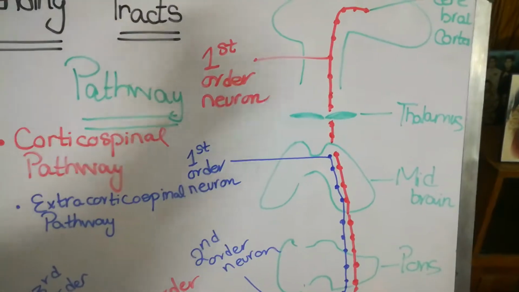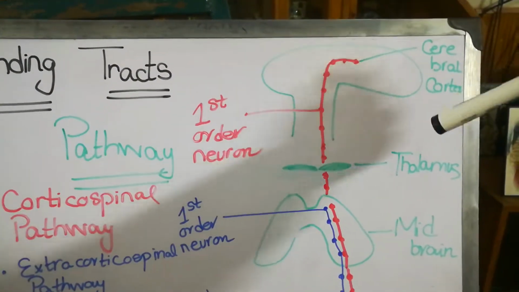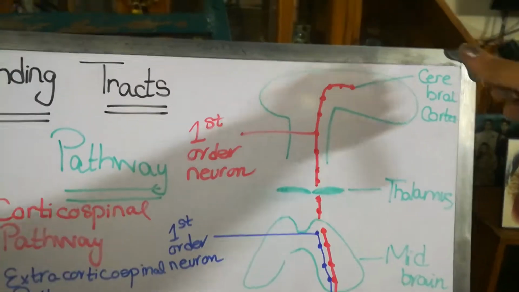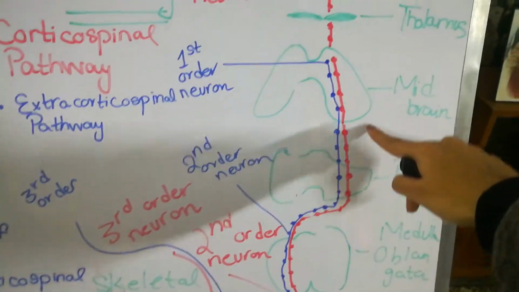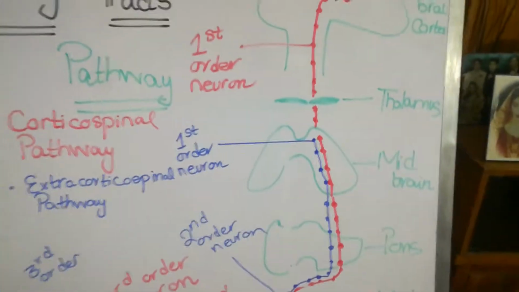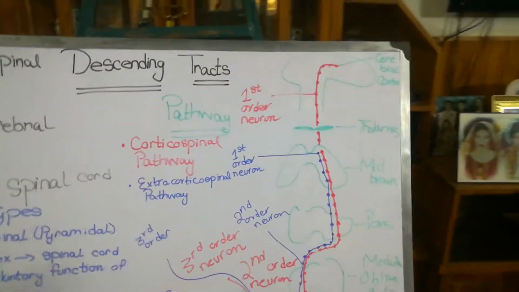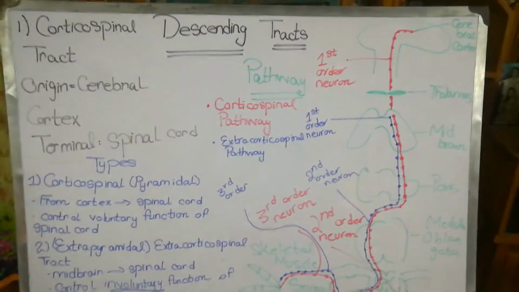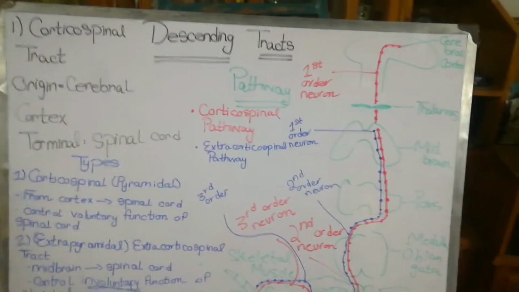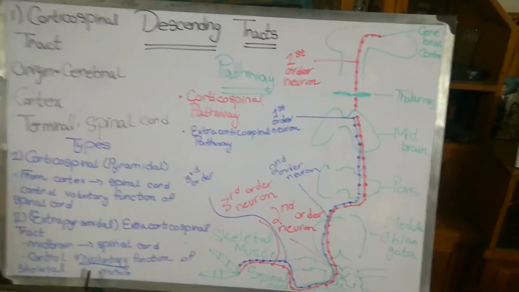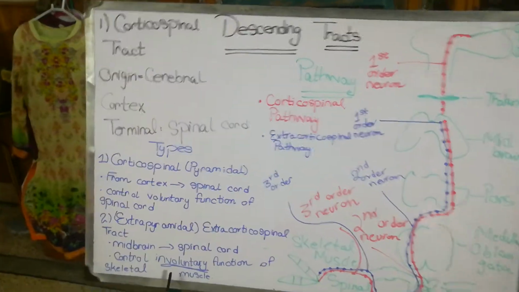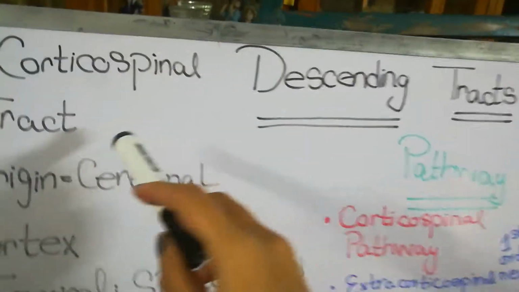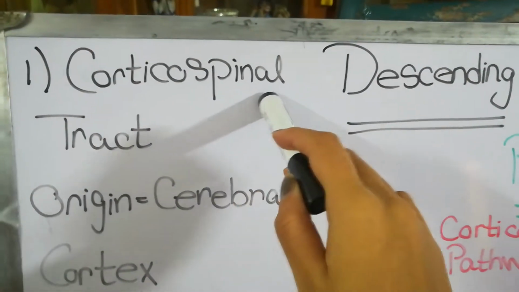So this path, in which the commands generated from the brain have to go down from high to low, is called the descending tract. Now we're going to study one of the descending tracts, which is really important. That is the corticospinal tract. The corticospinal tract is a very good tract because, according to its name, we can easily find its origin and its insertion.